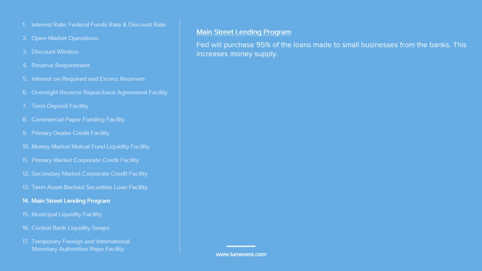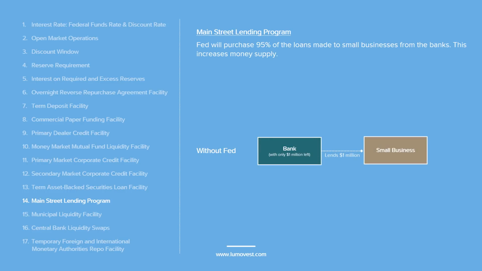The Fed also supports small businesses through the Main Street Lending Program. Under this program, the regular banks can extend loans to small businesses, and then the Fed will buy 95% of the loans from the banks. So, for example, suppose Bank of America only has $1 million left that it can lend to its customers, and it lends this last million to a small business.